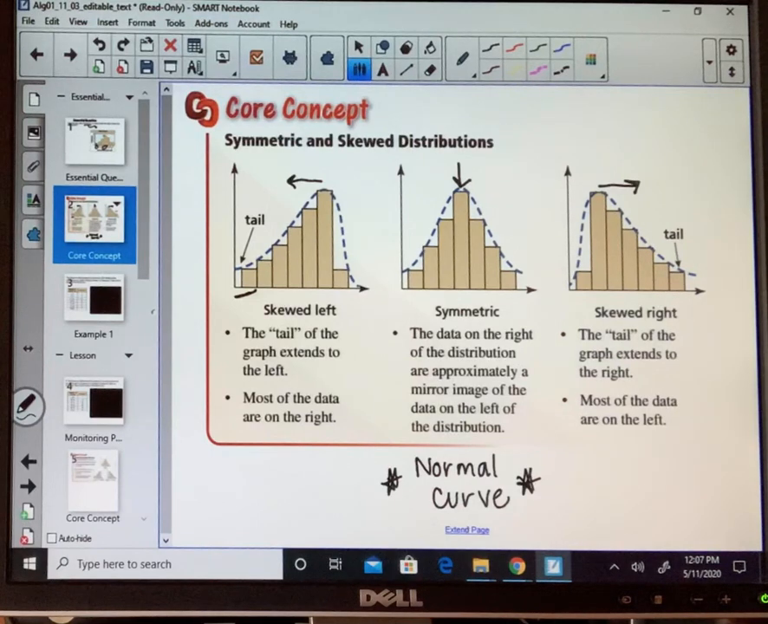So an example of something that's symmetric, I would say, is probably height, right? We would say like the average height would be this. There's a few people who are a lot taller. There are a few people who are a lot shorter. But for the most part, a symmetric distribution would work with height. An example of skewed left might be your grades, right? We have a lot fewer people failing than we have A's. So skewed left might be something like that.